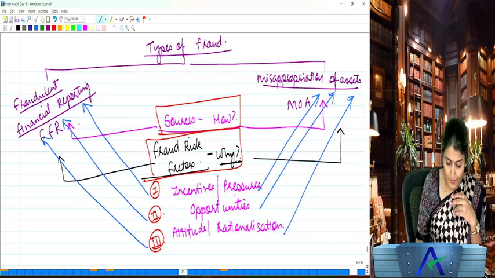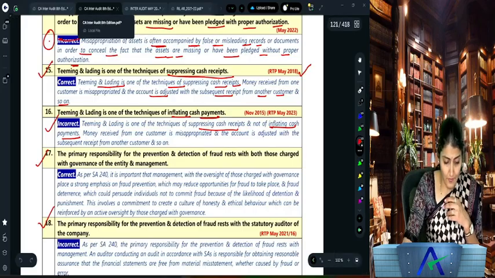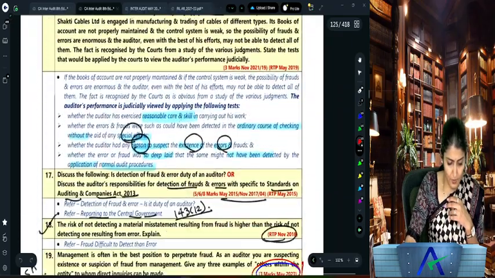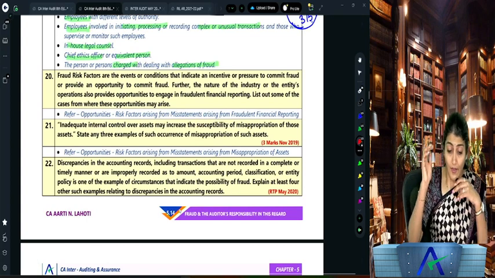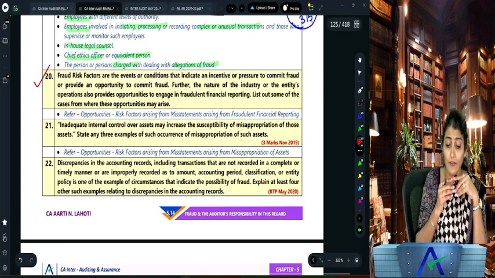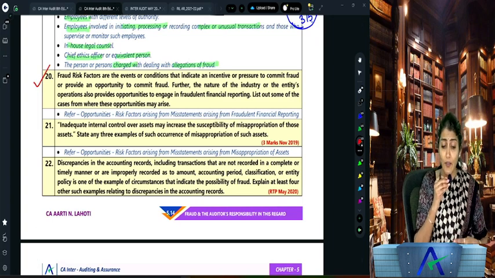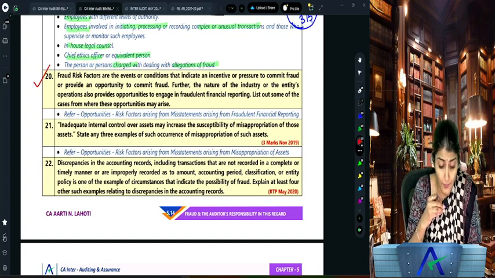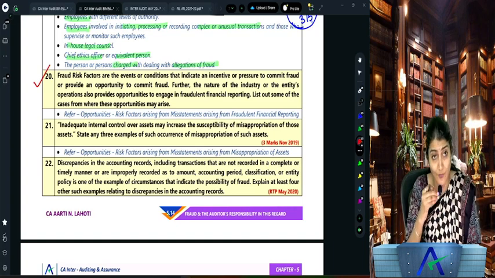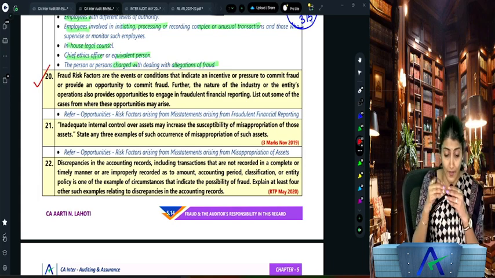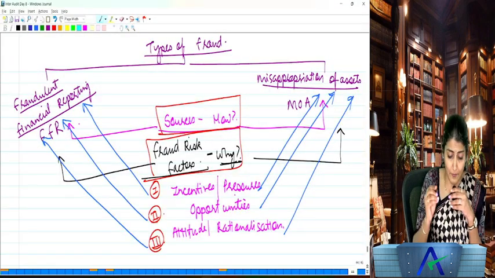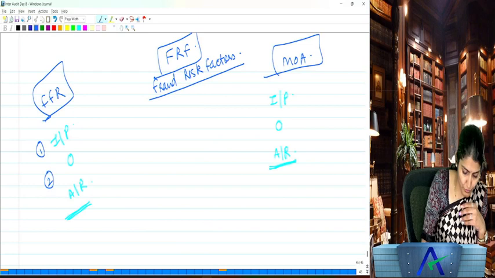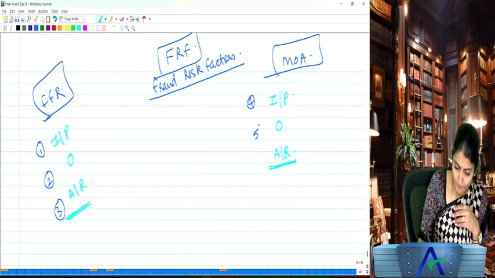Okay, right. Now let's have a look at the question bank. What does the question bank ask? Have we seen all these questions in the question bank? Look at what it says. Fraud risk factors are the events and conditions that give an IPO. Further, the nature of the industry or the entity's operations also provide the opportunity to engage in fraudulent financial reporting. List out some of the cases where these opportunities may arise. Let me mark this as 1, 2, 3, and this as 4, 5, and 6.